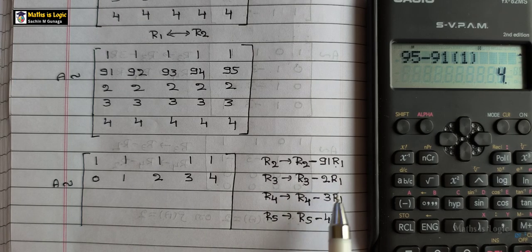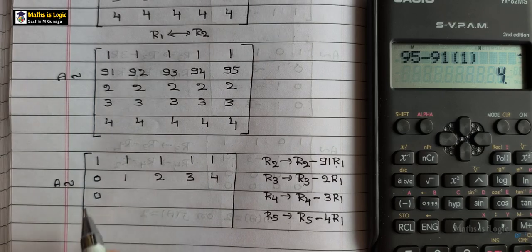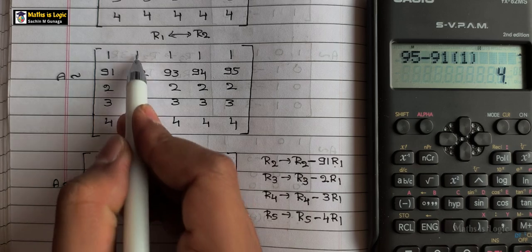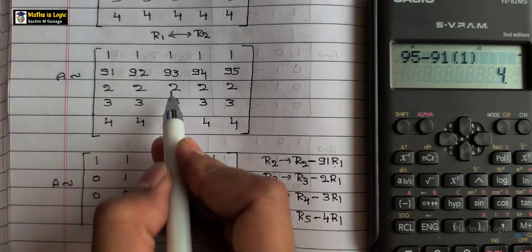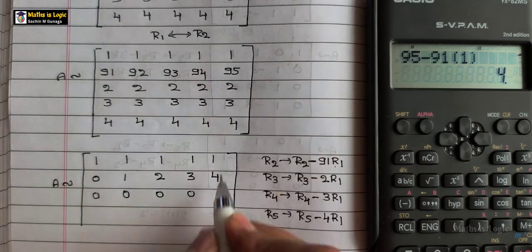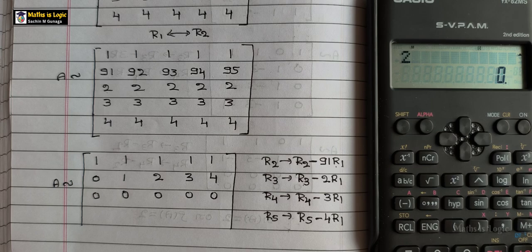Next R3 minus 2 times R1. 2 minus 2 times 1, 2 minus 2 is 0. Again 2 minus 2 times 1, 2 minus 2 is 0. Here also the same, 0. You can see R3 minus 2 times R1 is 1. R1 is 1, so directly it goes to 0. Therefore all these values directly go to 0.